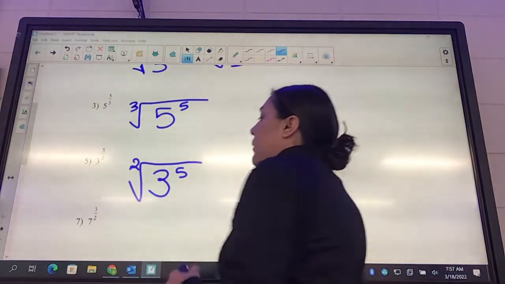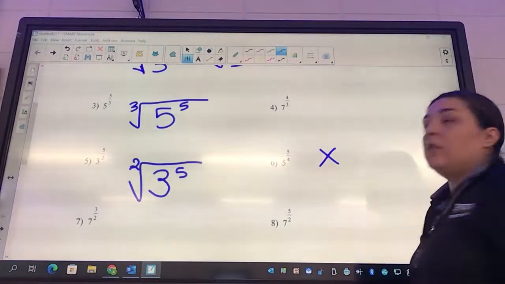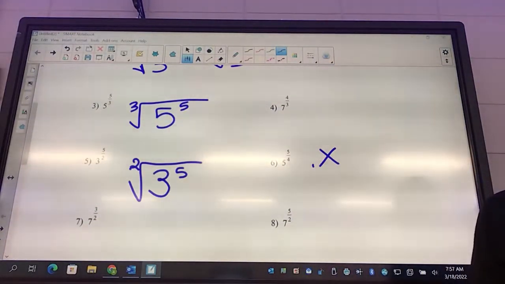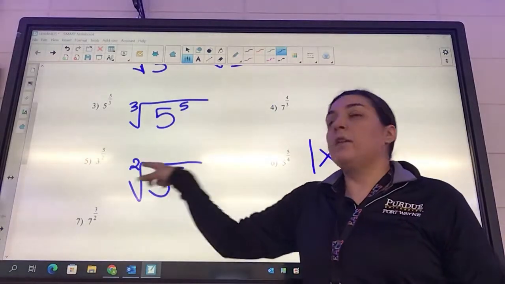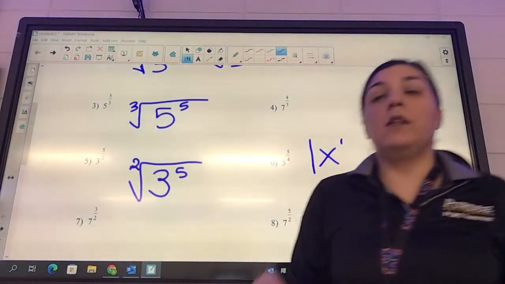Okay, it's the same as, you know how we have an X? What number's in front of that? A 1, or it's to a 1 power. This, if there's no number here, it's a 2. That's why it's called a square root.